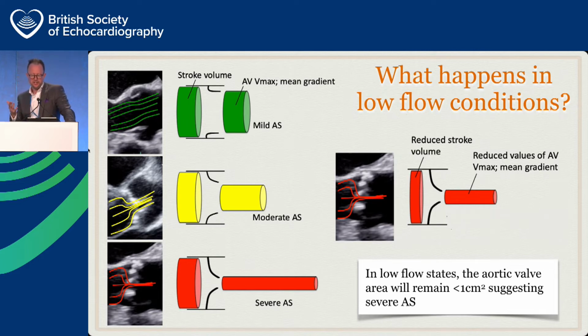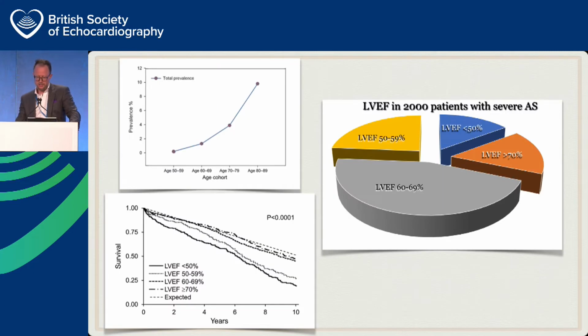So very often in this scenario, we get a low gradient or a low Vmax, much lower than you would expect for severe AS. And the valve area, however, very often suggests that it's severe AS. So great, it sounds like the valve area is the right thing to do. And we'll come back to that.